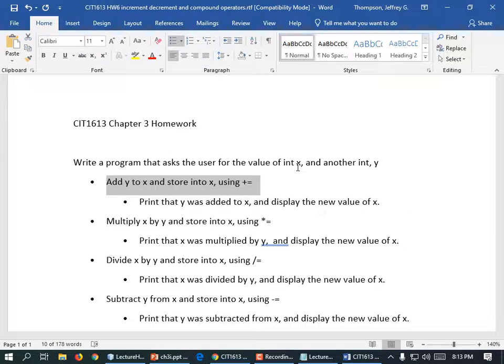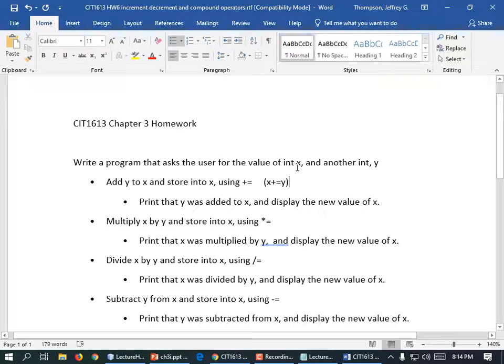We're going to add y to x and store into x using plus equals. So that operation is going to be x += y. And then you're going to print that y was added to x and display the new value of x. Then you're going to keep going, multiply x by y using star equals. So x *= y, and then print the new value.